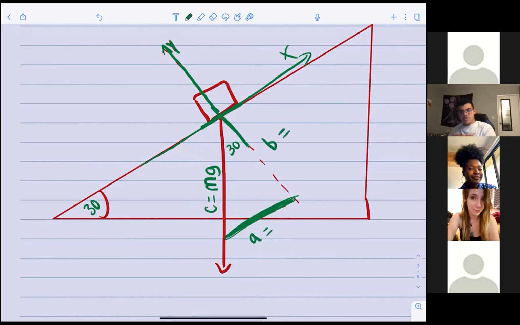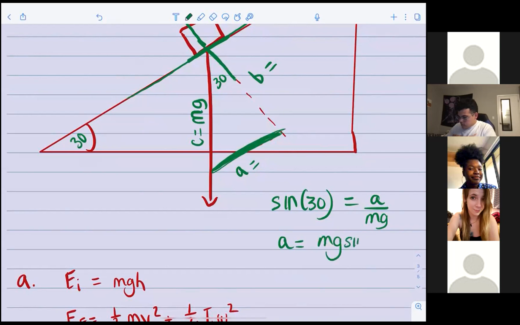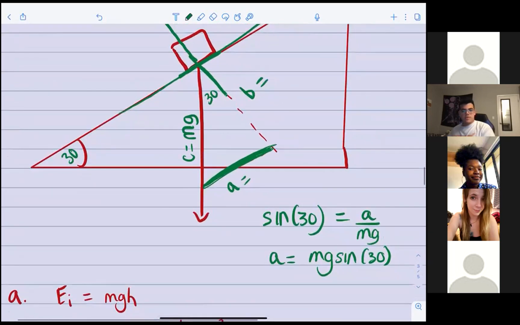This is just ABC, right? A squared plus B squared equals C squared. I know one of the sides and I know one of the angles. How do I get A or B? What's sine of 30 degrees? It's going to be opposite over hypotenuse, right? Opposite is the A side. A over mg. So A is mg sine of 30. That's where that comes from.